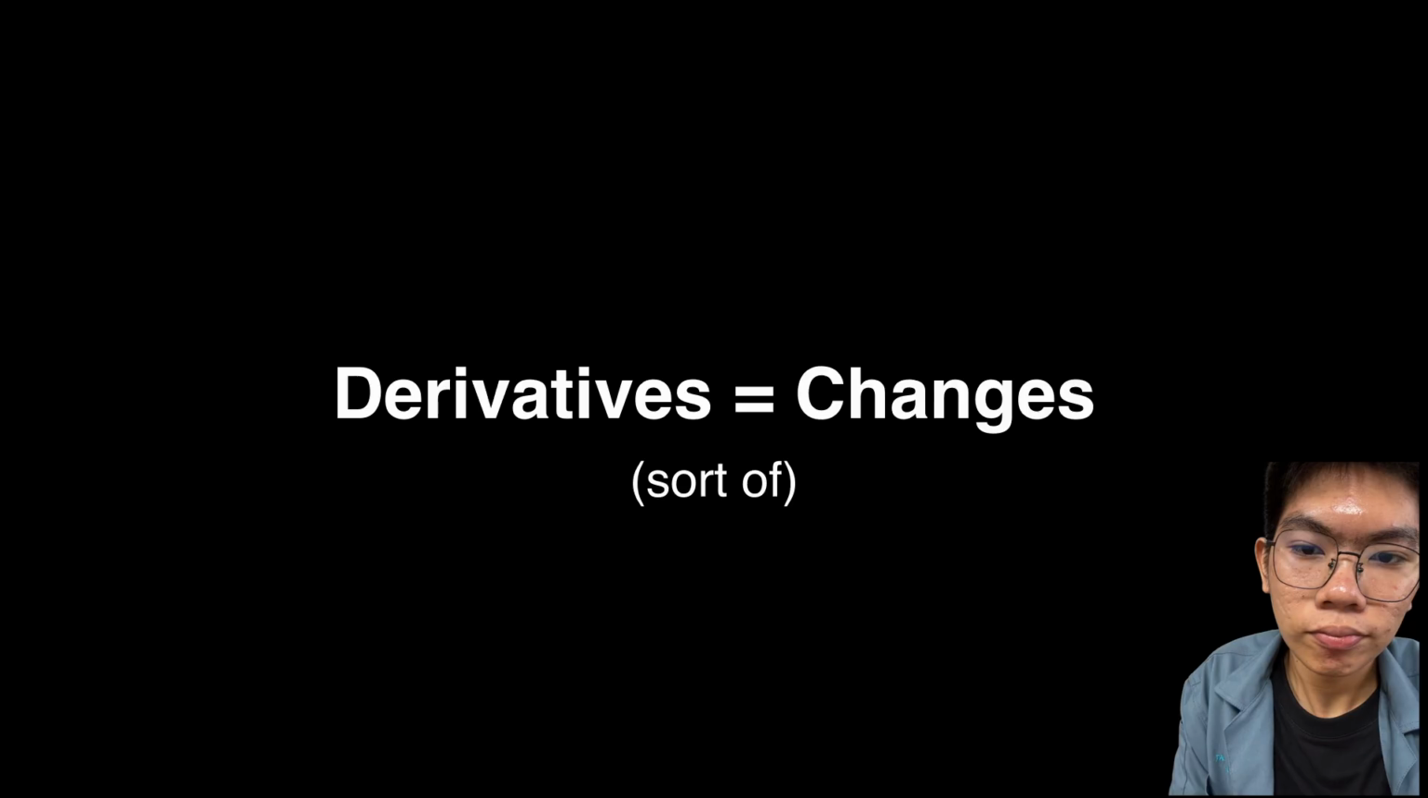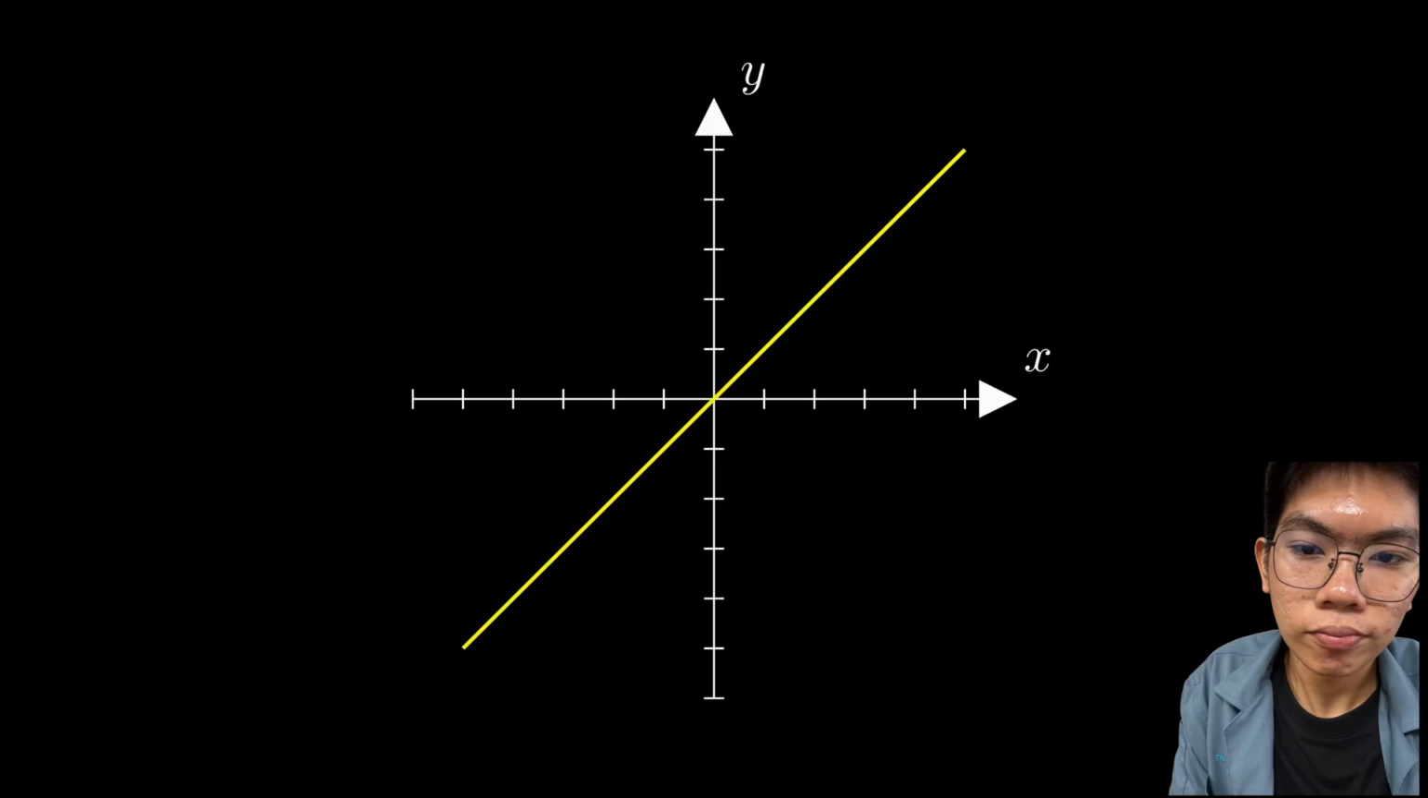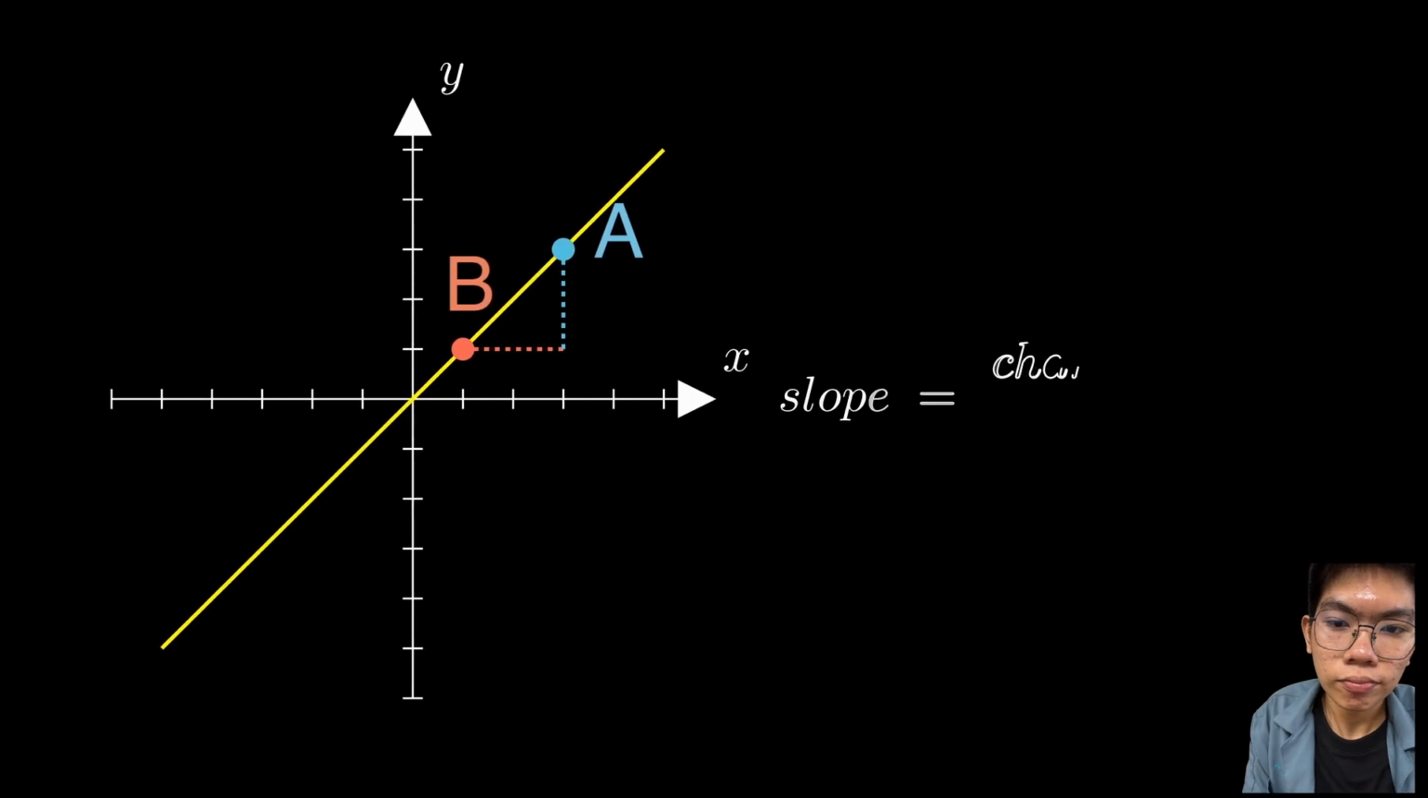Derivatives. When we talk about derivatives, we're really just talking about one simple idea: change. To start measuring this, we need a simple tool, and that tool is slope. Imagine this straight line representing something that changes at a constant rate. If we pick any 2 points on the line, let's call them point A and point B, we can easily find the slope from those 2 points by using this formula.